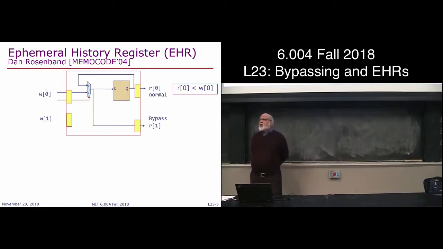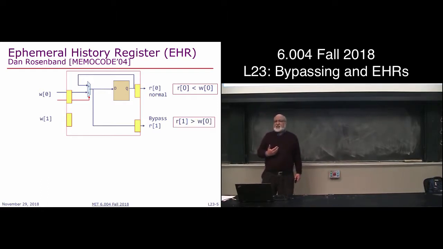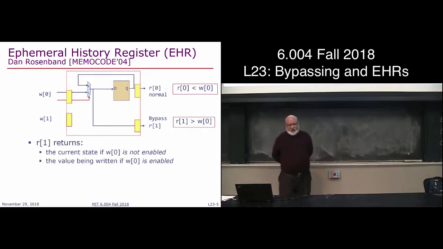How does R1 behave? It's actually going to read the value if the new value is going to be written. In other words, R1 returns the current state if W0 is not enabled. So if nothing is enabled, it's just like R0. On the other hand, if W0 is enabled, someone is trying to write into this register, then R1 will see that value. It's being bypassed. It's a bypass path. Even though anybody who's reading R0 will only see it in the next cycle.